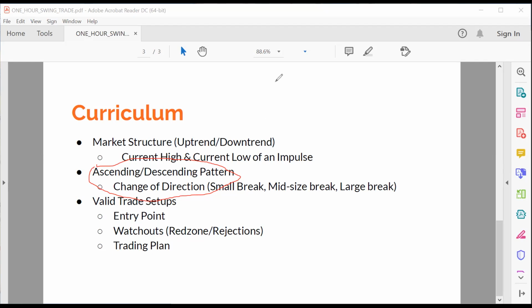And I think I walked you through it from the first presentation I had. I told you that whereas last week we were talking about the current highs and current lows, but I was very specific.